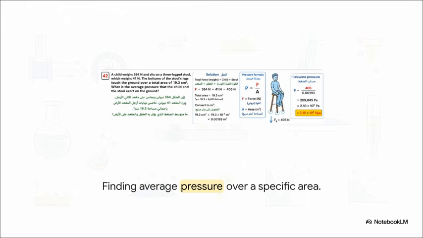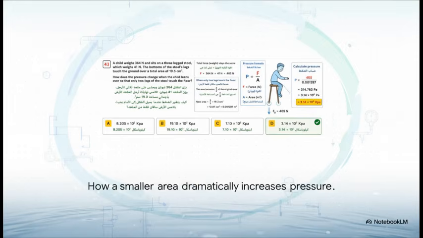Next, and this is absolutely crucial, we have to convert those square centimeters into square meters by multiplying by 10 to the negative fourth power. That gives us 0.00193 square meters. Divide our 405 newtons by that tiny new area, and we get 2.10 times 10 to the fifth pascals. And this sets up question 43 perfectly, because it brilliantly shows how this works in real life.